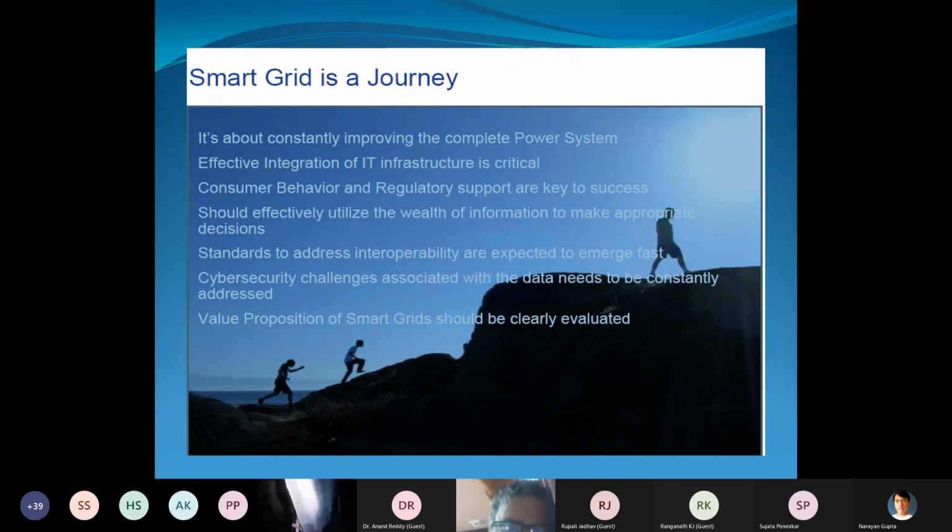Should effectively utilize the wealth of information to make appropriate decisions. Please order the latest journals in your library and become IEEE member. If you are a student, become IEEE student member. If you are a teacher, become IEEE member, then IEEE senior member, and I am IEEE fellow. There are very few fellows in India. If there is somebody senior member there, I will try to recommend you for fellow.